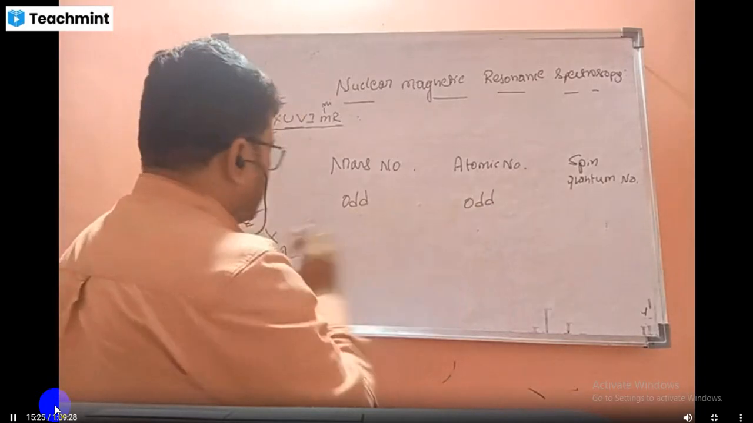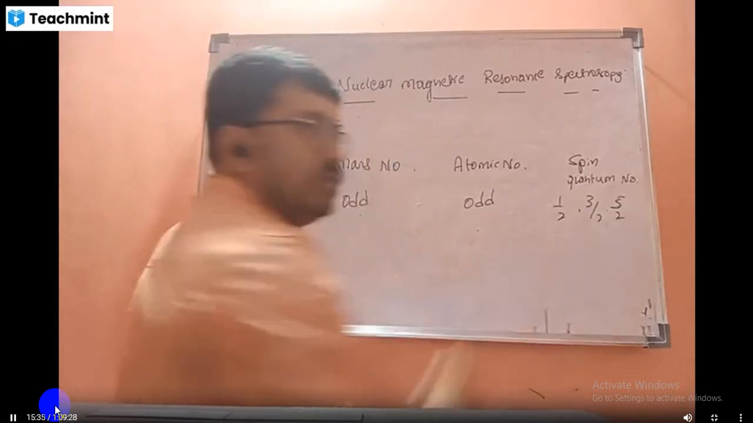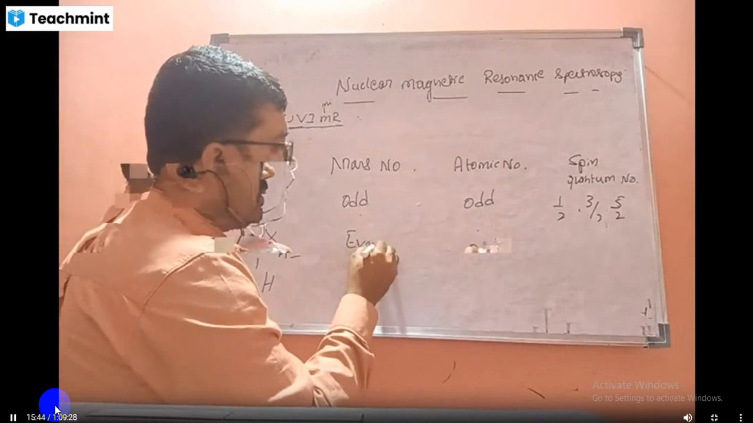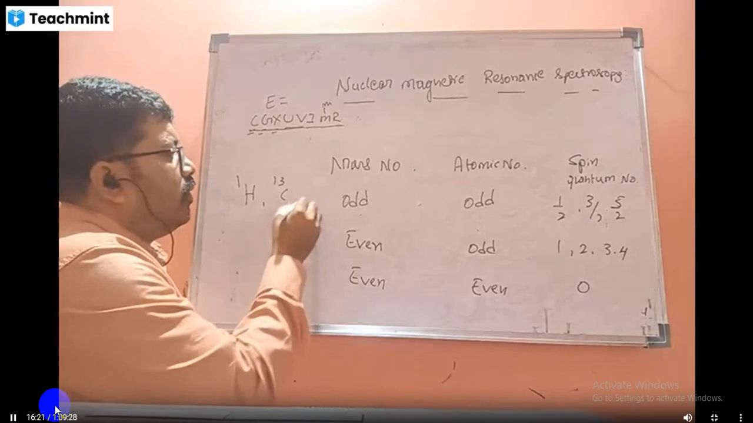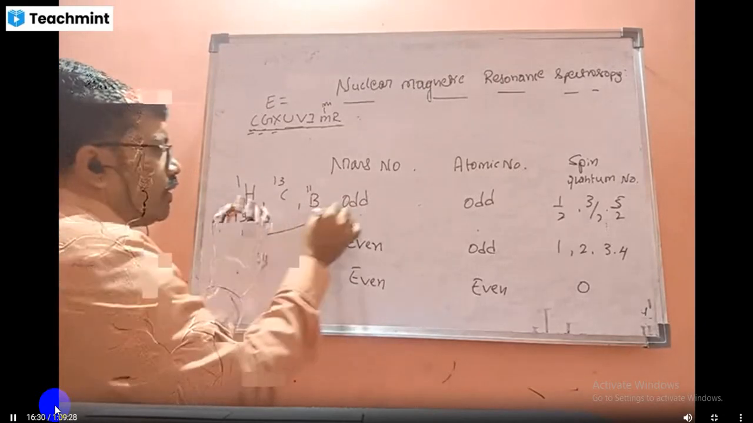If the mass number is odd and the atomic number is also odd, the spin is 3/2, 5/2, etc. If the mass number is even and the atomic number is odd, the spin is 1, 2, 3. If both are even, mass number even and atomic number also even, then what is the spin? Spin is 0. So which type of molecules show NMR? All nuclei with odd masses, such as proton, C13, boron 11, F19. These are all odd: this is 19, this is 1, this is 13, and boron 11.